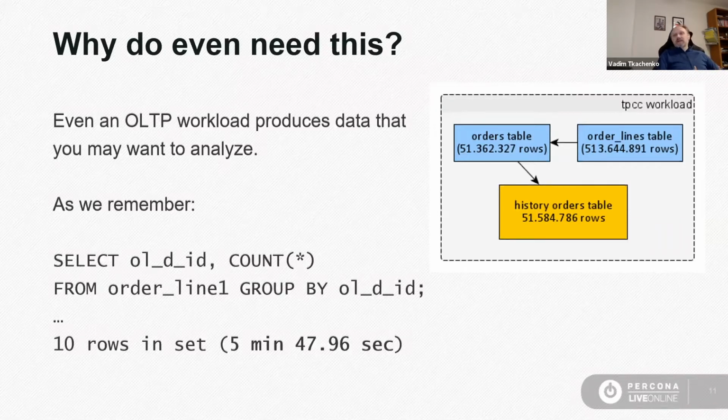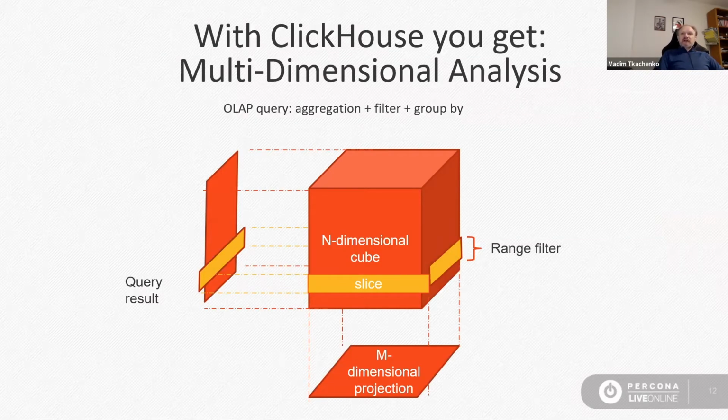And for this example, I use very mild numbers with ClickHouse and with a real busy online system. We can generate much more than billions of rows. And so with ClickHouse, you will get multi-dimensional data processing, which will allow you to generate results with aggregation, filtering, and group by multiple dimensions.